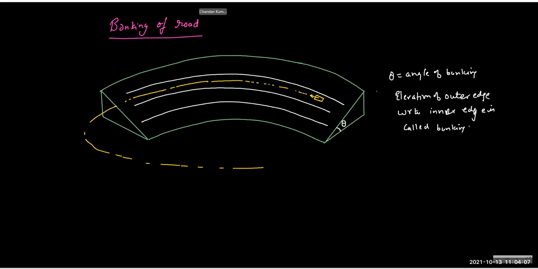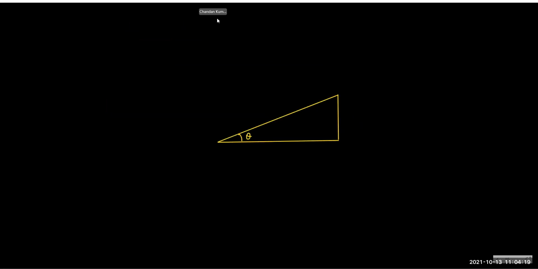Let me move this. Now, if I try to draw a car and all, it will be a difficult job for me, so I will draw it like a point. Then normal will act like this, and gravity will act like this. Because I'm assuming it's a smooth surface, these are the only forces.